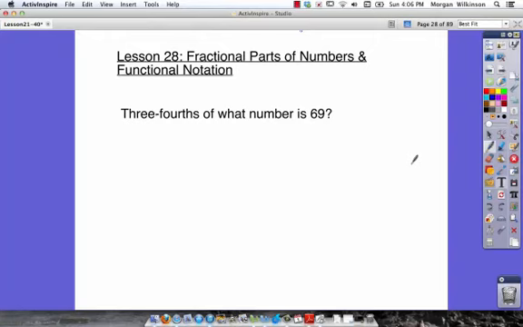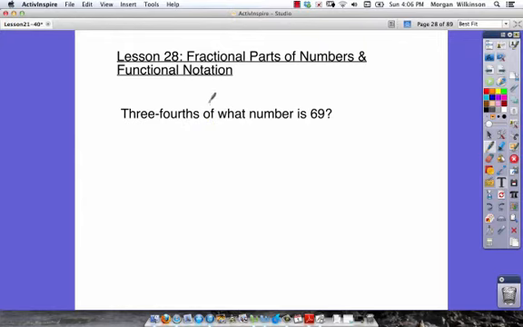Lesson 28 today is about fractional parts of numbers and functional notation. Now, the first problem that we're looking at involves fractional parts of numbers, and the question is, 3/4 of what number is 69? The key words that we have in this problem are "of" and "is."